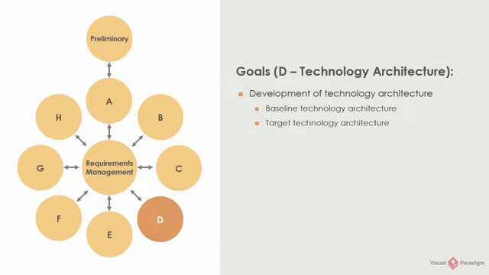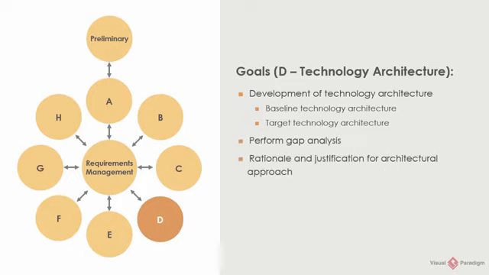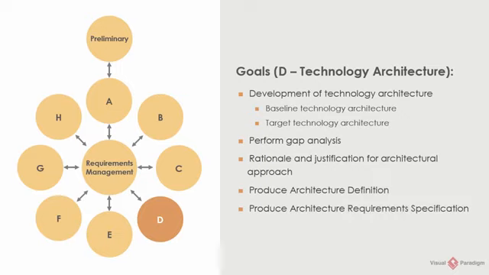Once you've finished developing the business, information systems, and technology architectures, you have to identify the differences between the baseline and target, known as the gap. You have to rationalize and justify the architectural approaches. By the end of Phase D, you will need to produce the architecture definition and architecture requirements specification.